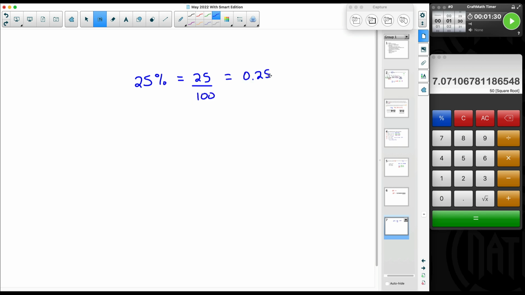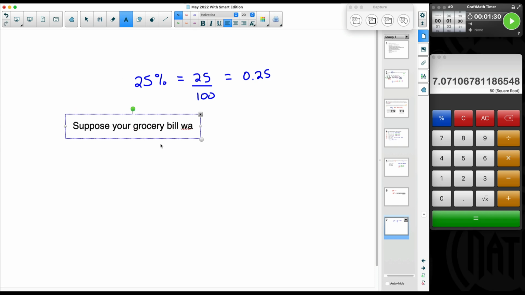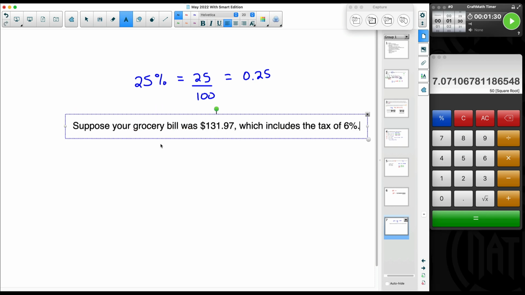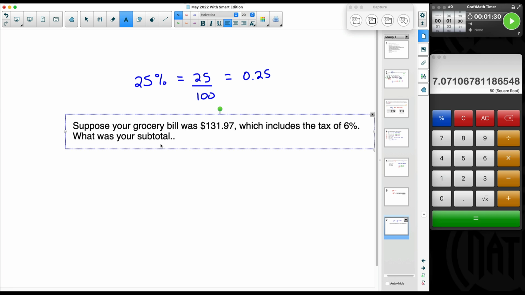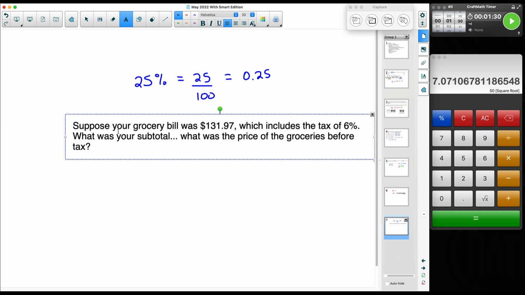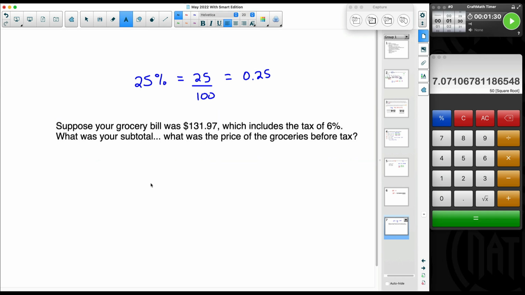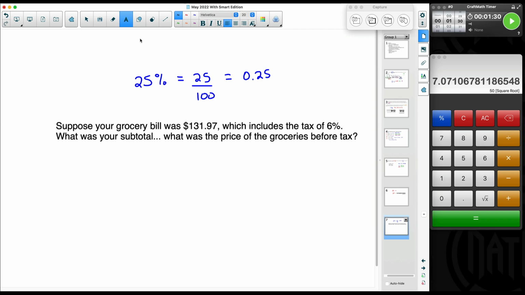Well, when you're dealing with sales tax, let me just make up an example. So my question would be, what was your subtotal? And basically this means what was the price of the groceries before tax? That's what subtotal means. Now, if this was a fill in the blank, you don't have multiple choice questions to go off of. But I just want to show y'all how we can quickly do this if this was multiple choice.